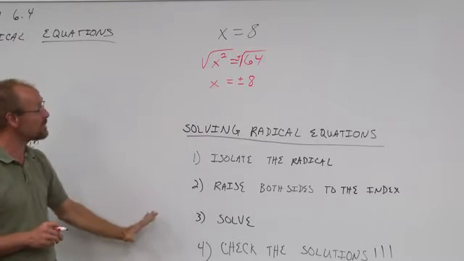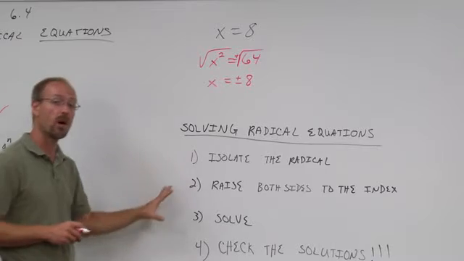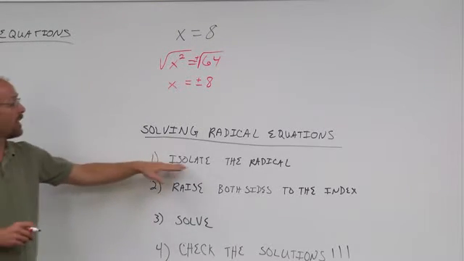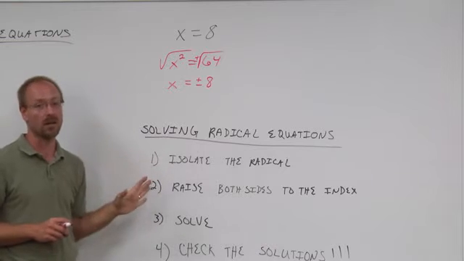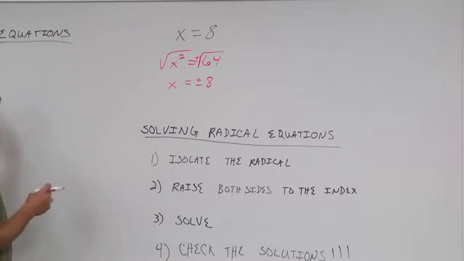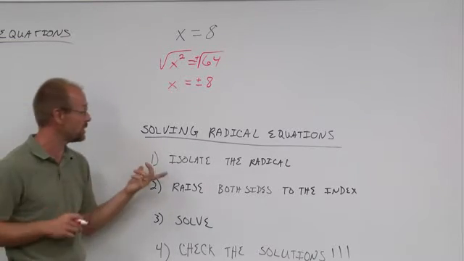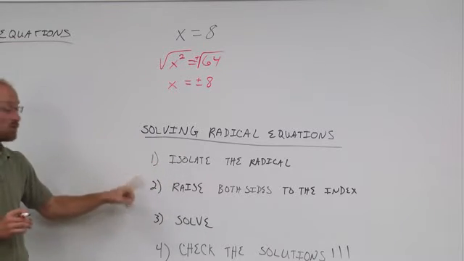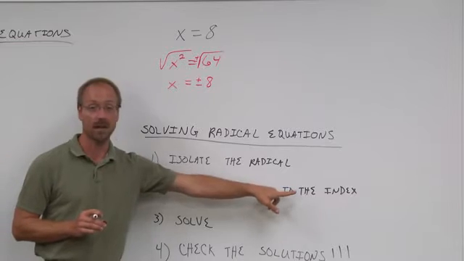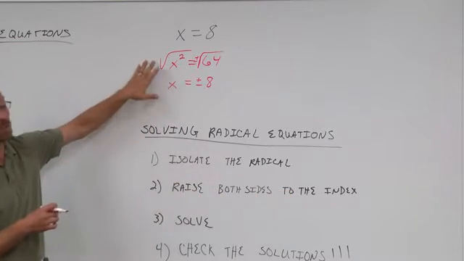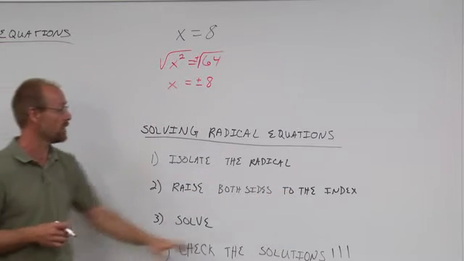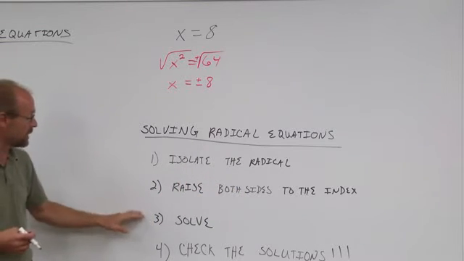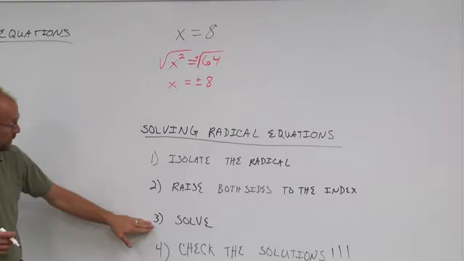So let's look at these steps here. This is essentially what we want to do when solving radical equations. The first step is to isolate the radical to one side of the equation. Get it by itself. Use your properties of equality, what you do to one side, you do to the other, to get that radical by itself. Then raise both sides to the index. This is a square root, so I squared both sides of the equation. So you look at the index, maybe it's a cube root or a fifth root or something of that nature.